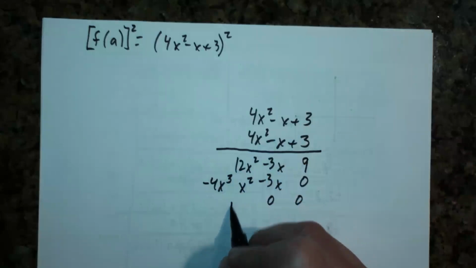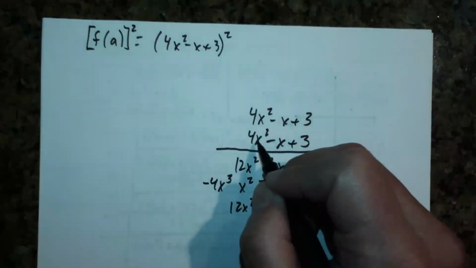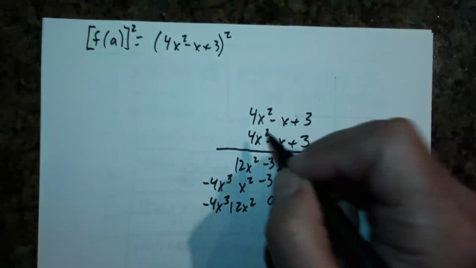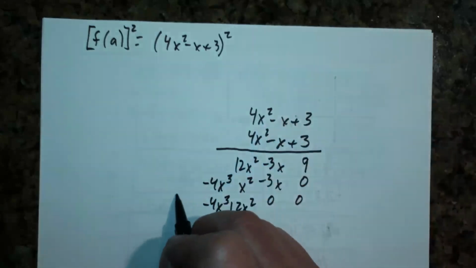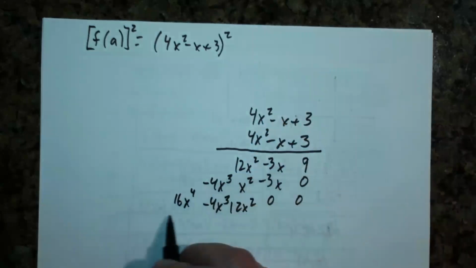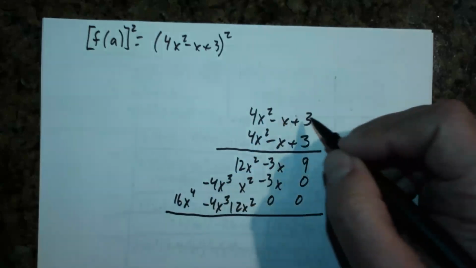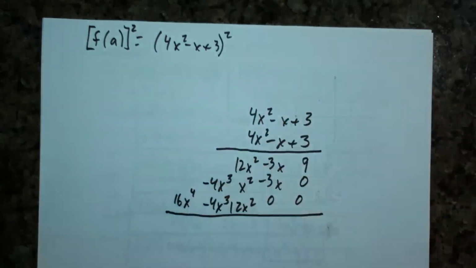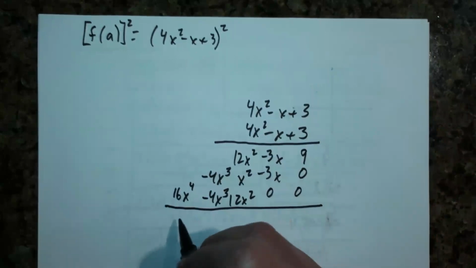4x squared times 3 is 12x squared. 4x squared times negative x is negative 4x cubed. And 4x squared times 4x squared is 16x to the 4th. And you'll notice all the digits line up, all the like terms. And now I'm going to add them up.